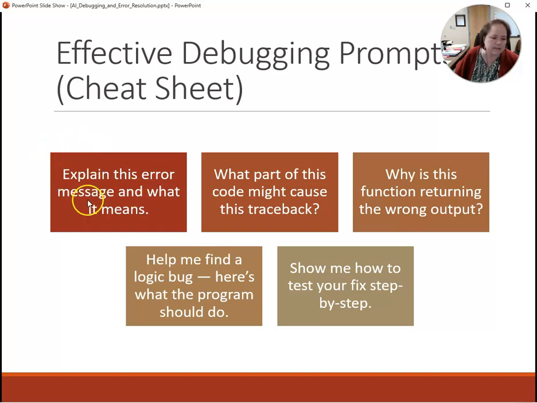You might say, explain this error message and what it means. Or what part of this code might cause this traceback? And then, of course, you have to give it the traceback message. Or why is this function returning the wrong output? And again, there you need to also tell what output it should return, and you can't figure out why it's giving you the wrong output. Or you can say, help me find a logic bug. Here's what the program should do, and then give it your code.